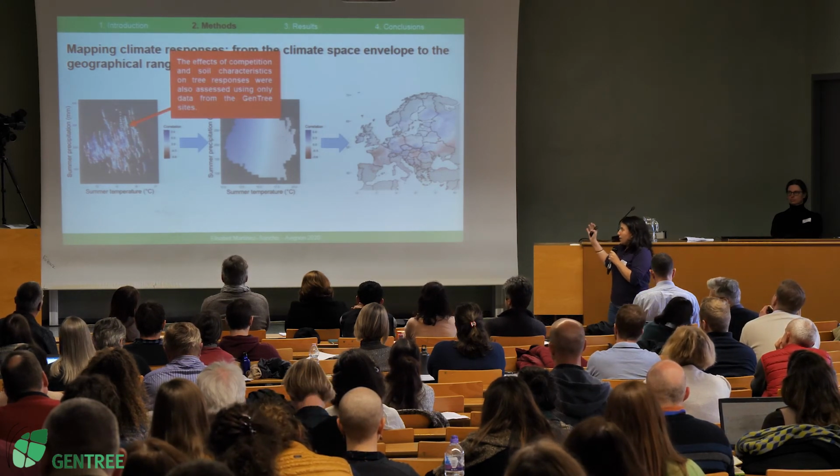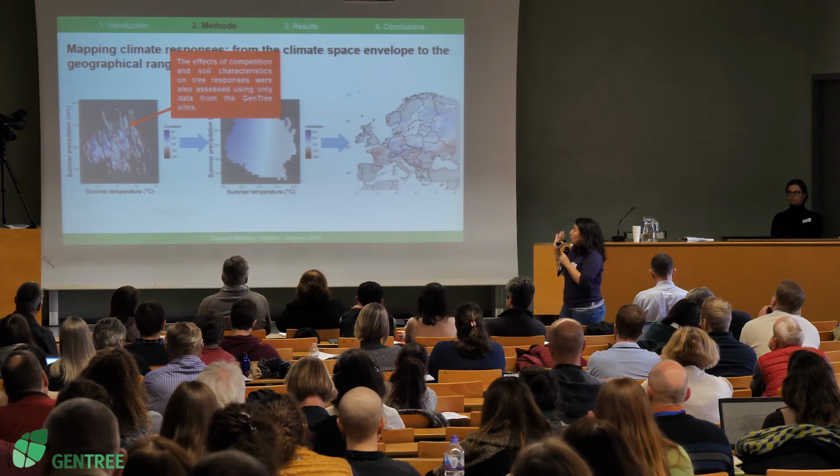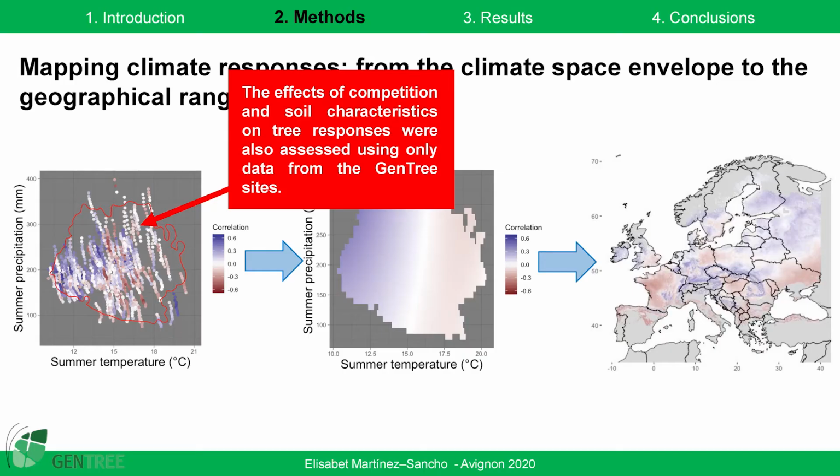And after this, the second part of the talk will be to see if the effect of competition and soil characteristics can modify our patterns within the climate space. And we can do this only with the GenTree sites because we don't have data available for the ITRDB sites.